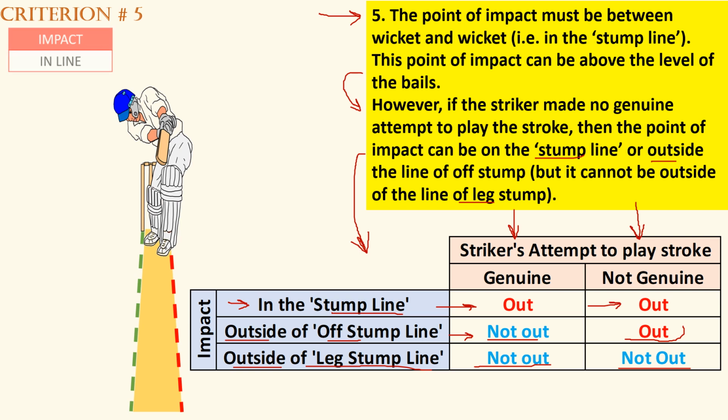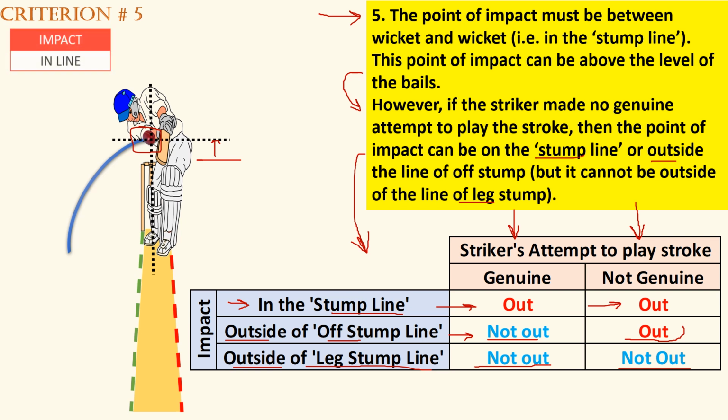We can try to see this situation or this condition using this animation. In this animation, the ball is hitting the batsman's arm. The first thing to notice is that this point of impact, that is where the ball is hitting the striker, is above the level of the bails. So this level is higher, but it is still valid. So the batsman can be given out L.B.W.